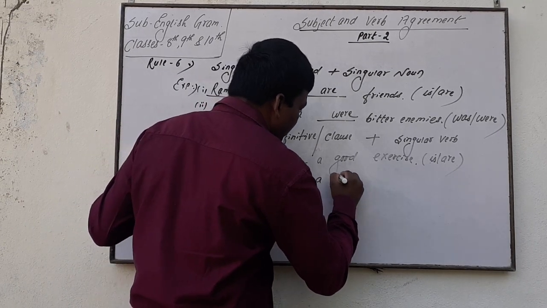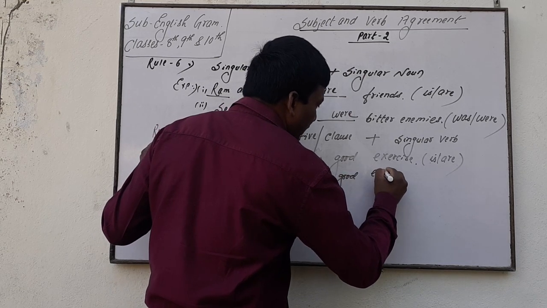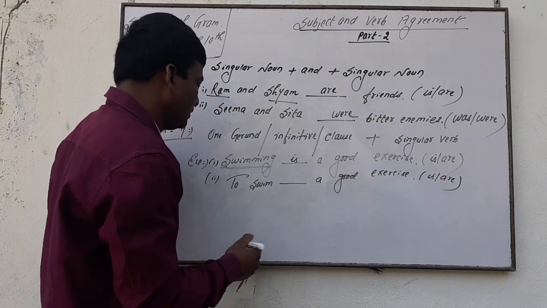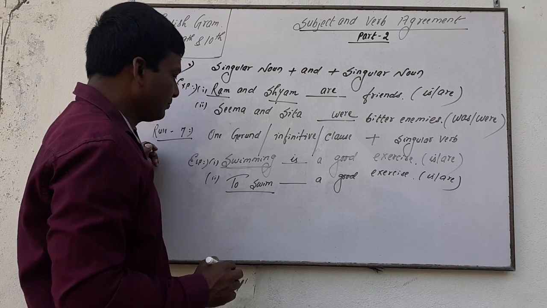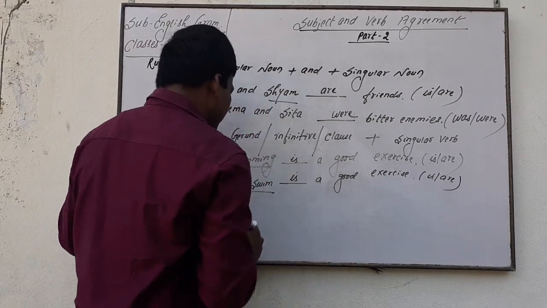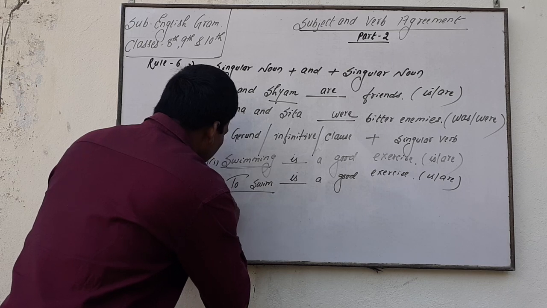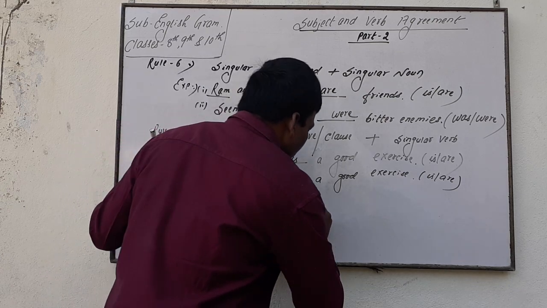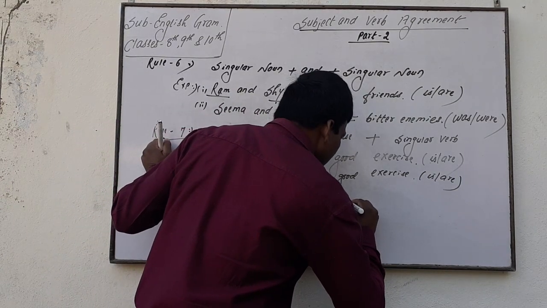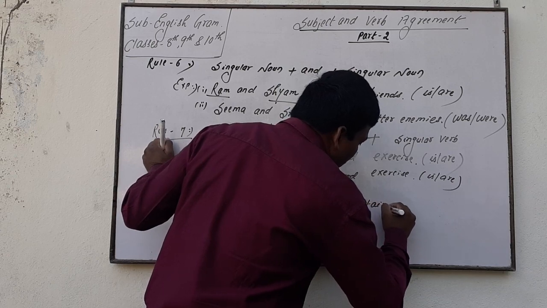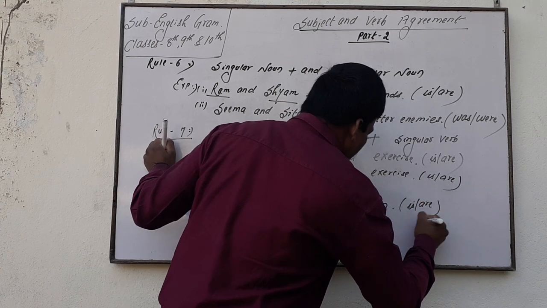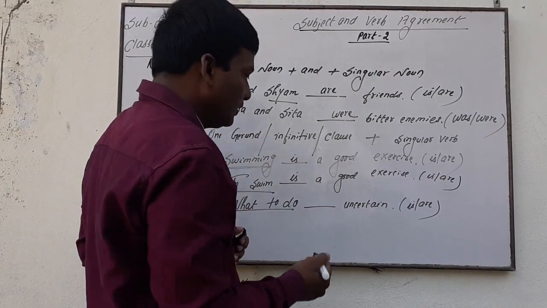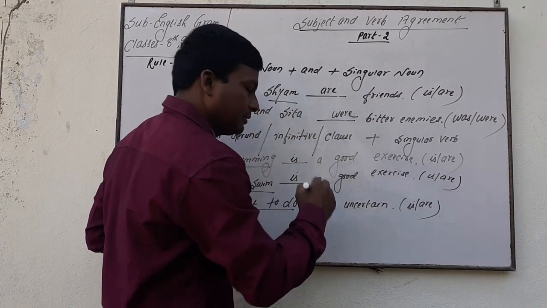To swim, that's a good exercise. Is or are? To swim, infinitive. So it is also is. What to do dash uncertain. What to do, so it will also take is.